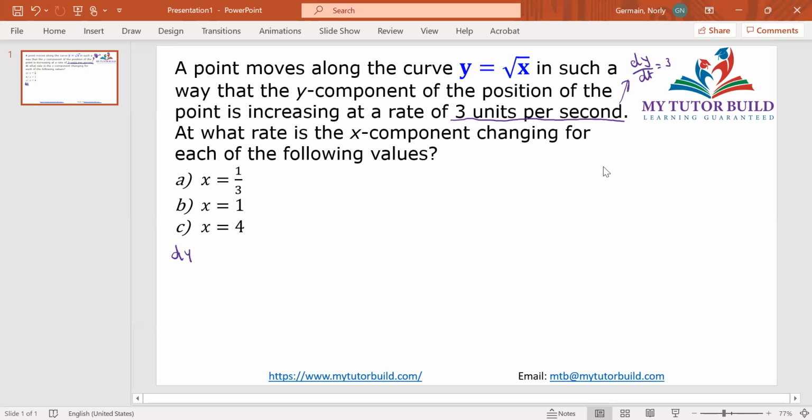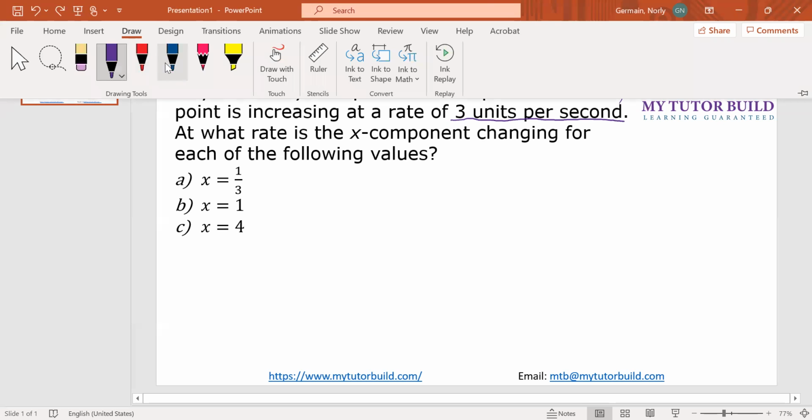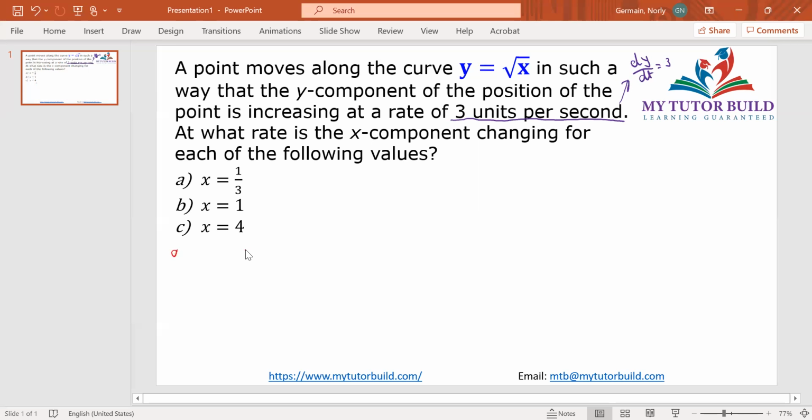Let me change the color. I think the color will make it much easier for you to see. I'm going to choose red. Now, we know dy/dt equals 3. What they ask us to do is really to find dx/dt. So that's the one we're going to find. Once we find dx/dt, we're going to substitute for these values of x in parts a, b, and c. First of all, how do we find dx/dt?